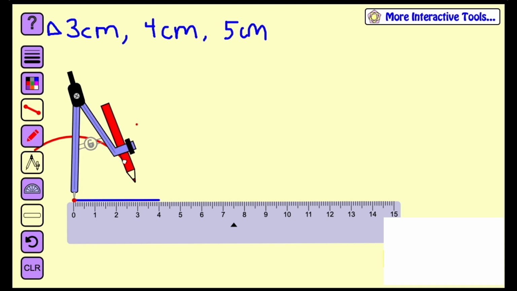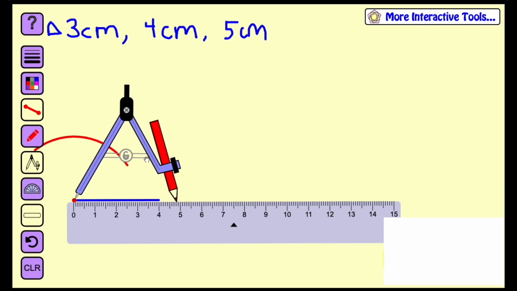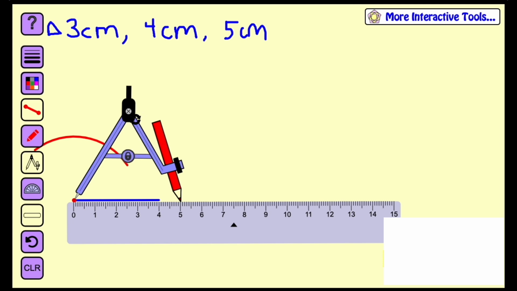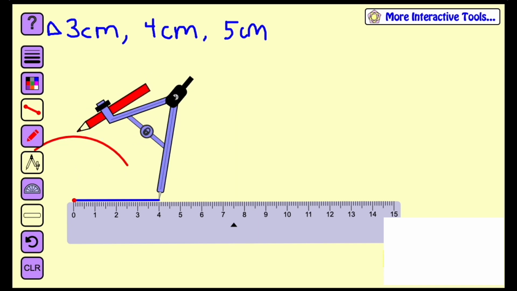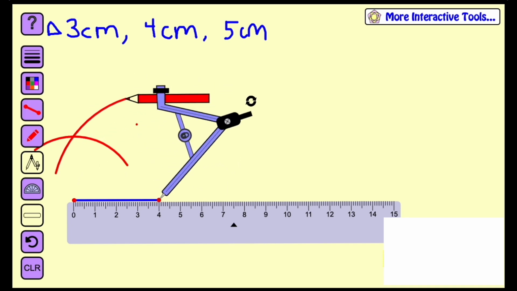Now unlock the compass and we need to make the third side, which is 5 centimeters long. Relock the compass and move the point so that it's at the other end of your line. The arc we just created is 3 centimeters away from the other end of our line. Now we're going to use the compass set to 5 centimeters and create the next arc. The distance from this end to where these two arcs intersect will be 5 centimeters long.